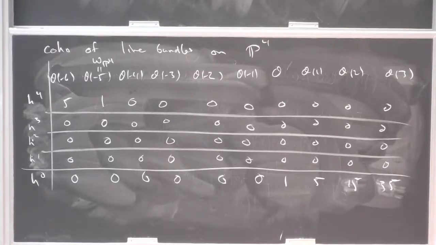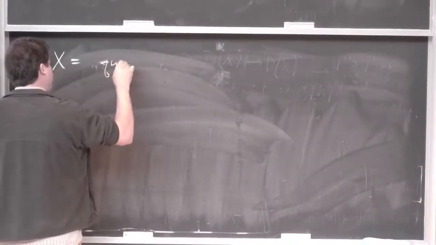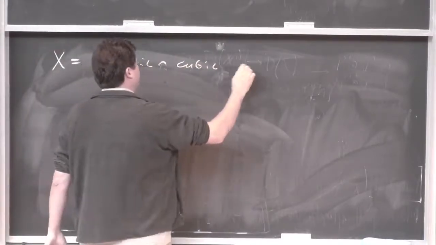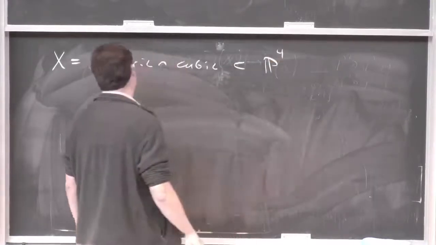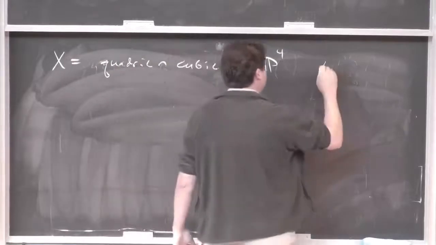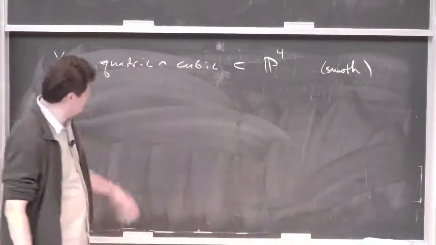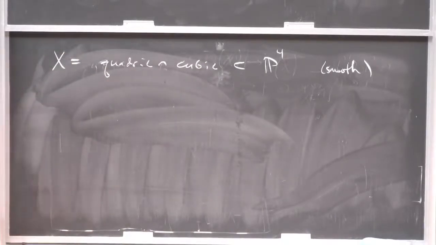And so what I really want to talk about is X is going to be an intersection. It's going to be a quadric intersected with a cubic in P4. And I want it to be smooth. I want it to be two-dimensional. I want it to be a smooth, proper intersection. It's going to be a surface. And I want to compute its cohomology.